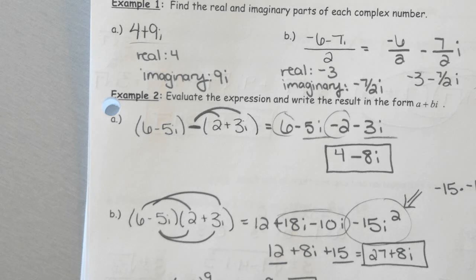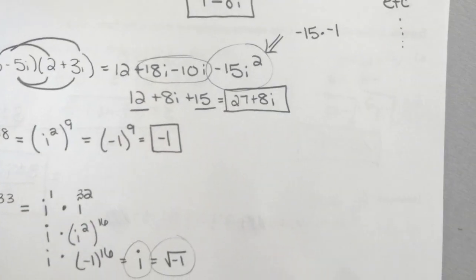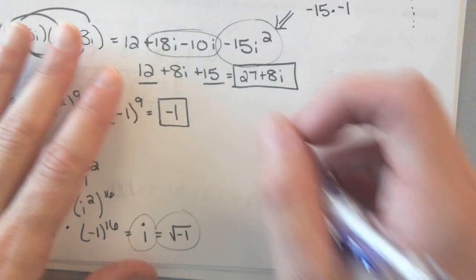Yesterday we talked about imaginary numbers. We talked about complex numbers, which are a combo of real and imaginary.